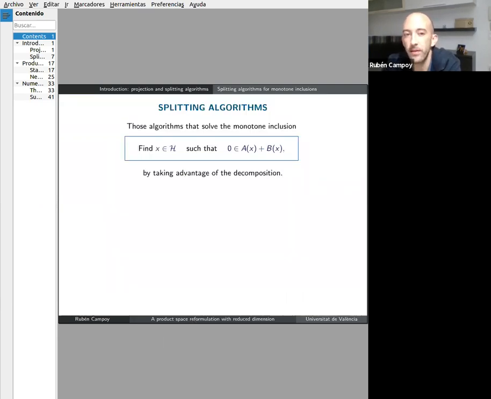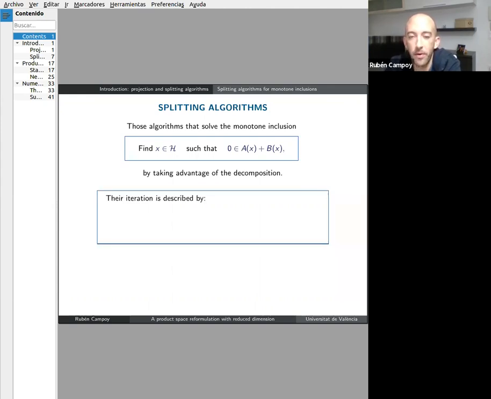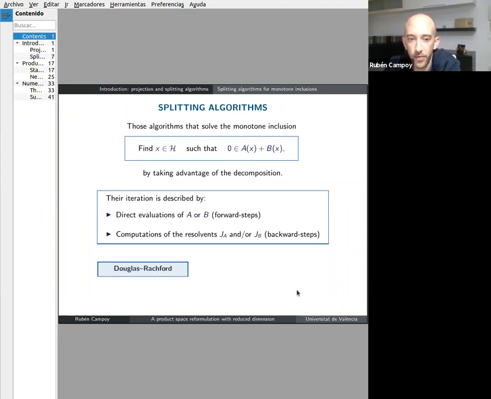So in general, not only Douglas-Rachford, splitting algorithms are those methods that can be used to solve the monotone inclusion by taking advantage of the decomposition. That means that at each iteration, the operators A and B are activated independently, either by a direct evaluation, which is called a forward step, or via the resolvent, which will be called a backward step. So Douglas-Rachford would be a splitting algorithm that only uses backward steps.